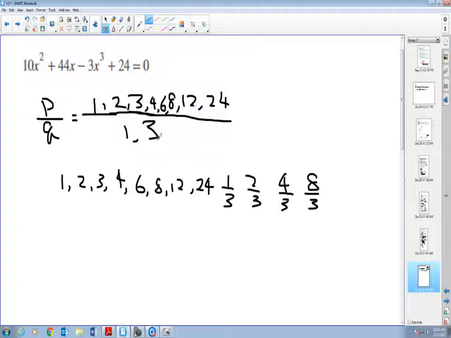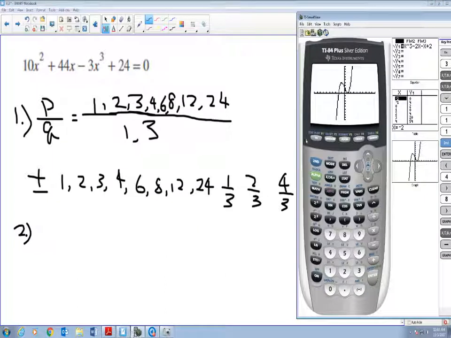Alright. 12 over 1, 12 over 3. I already got them. So that's it. Positive and negative ones. Okay. Alright. Number 2. Let's graph this function.